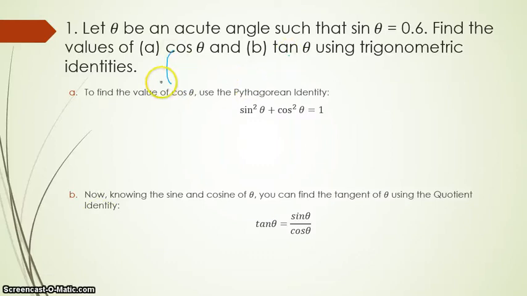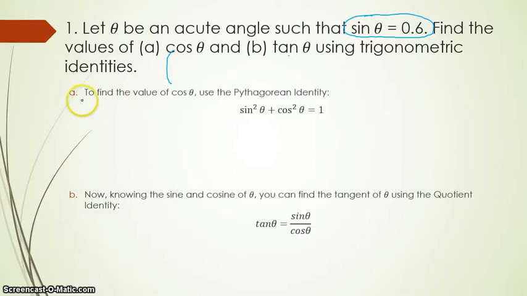Okay, this is just the first couple problems on today's notes page since I didn't get a chance to go over them in class. Let theta be an acute angle such that sine of theta equals 0.6. Find the values of first A, cosine theta and then B, tangent theta using trig identities.